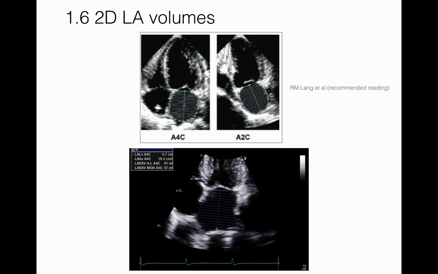2D left atrial volume measurements. As indicated in the last lecture, left atrial volume is now the standard way of measuring left atrial size. Left atrial volume is the standard measurement because of its ease and advantages over linear measurements. Left atrial volume is measured by tracing the tissue-to-blood interface of the left atrium in zoomed apical 4-chamber and zoomed apical 2-chamber views to achieve a biplane measurement.